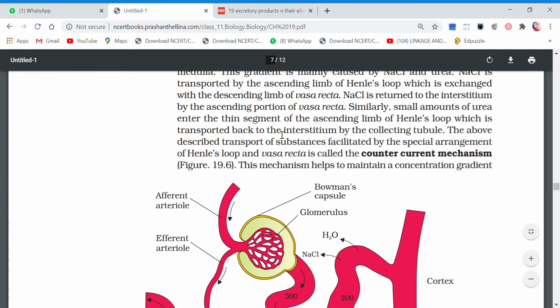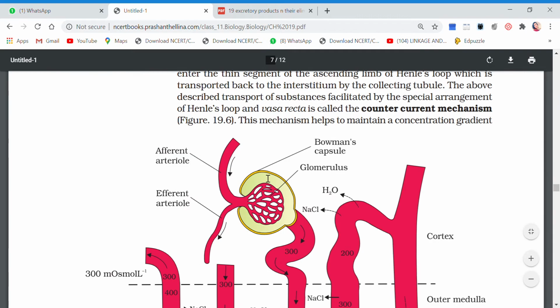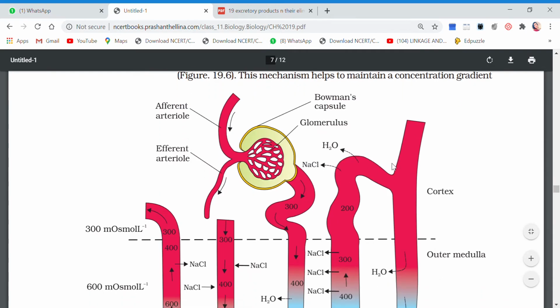So this whole mechanism of giving and taking from one ascending limb to another and from another to the third one, this whole arrangement or mechanism is called the counter current mechanism. Okay, children, and this mechanism helps to maintain the concentration gradient.